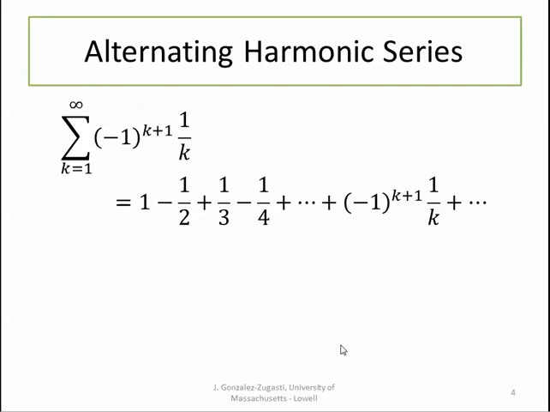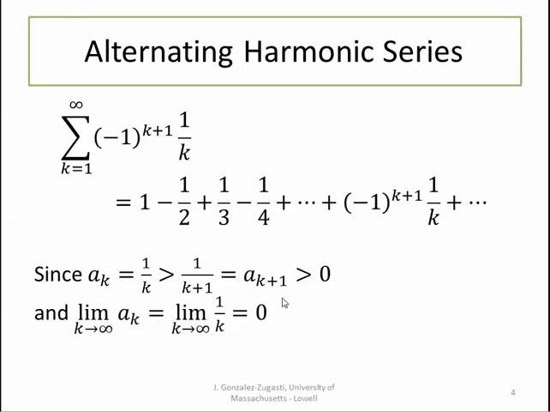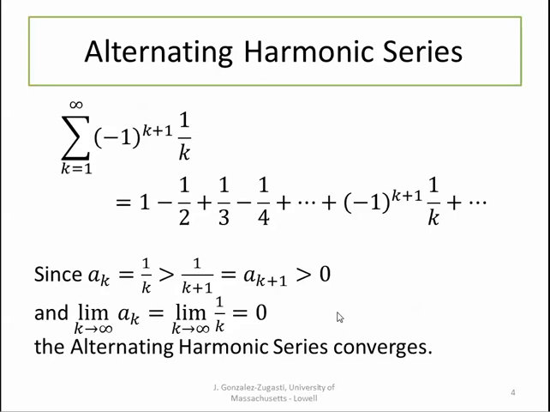So for example, the alternating harmonic series, which is the harmonic series being multiplied by -1 raised to a power, has that our a sub k's are equal to 1 over k, and that's definitely a decreasing sequence, and we know that the limit of our a sub k's is equal to 0. So by the alternating series test, we know that the alternating harmonic series converges.